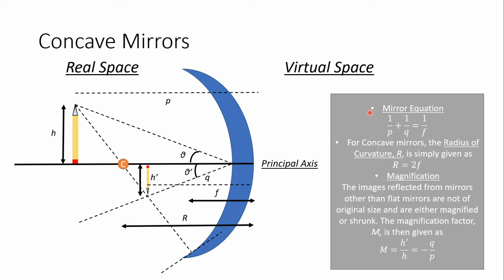Had to do ray diagrams? Yes or no? I have a question. Yes, Natalie. What's P and Q again? P is the object's distance from the back of the mirror, or to the mirror, whereas Q is the distance to the, or it's the image distance.